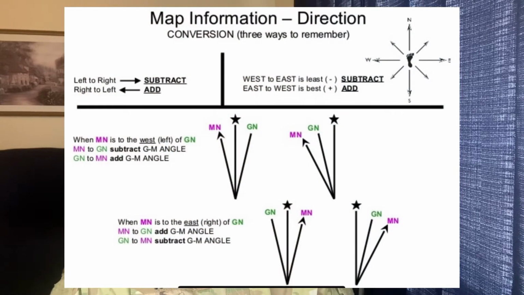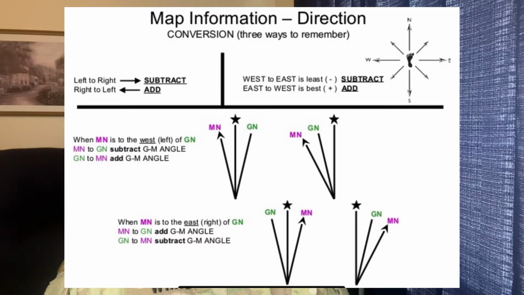All right, a few key things to remember here: from left to right, you subtract. From right to left, you're going to add. So west to east is least. East to west is best. Just a few things we learned in basic training that help you remember. When your MN is to the west, that's left of the GN. Going MN to GN, you're going to subtract your GM angle. Going GN to MN, you're going to add. So remember, east to west, add; west to east, least.